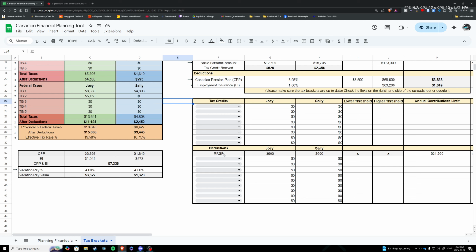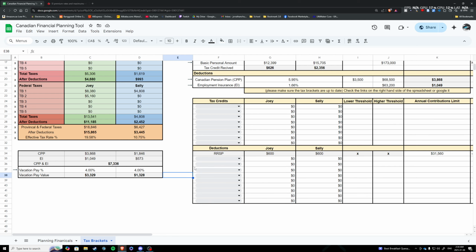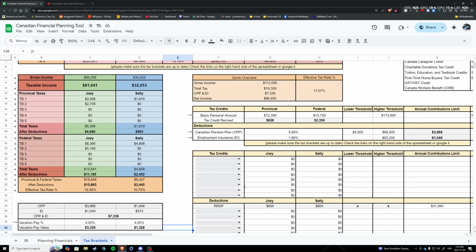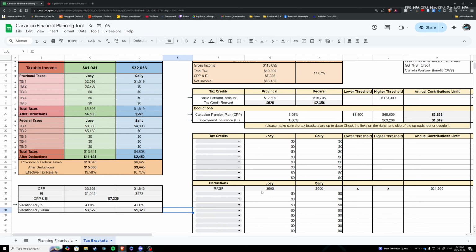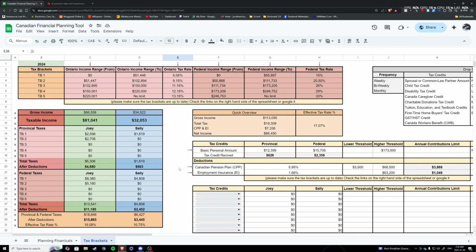Then you have your deductions. As you can see, you already have your RRSP, which is a deduction. And then go to your drop-down menu. You can choose any one of these for your deductions. Deductions reduce your amount of taxable income. So technically speaking, if you have enough deductions, you could probably drop a tax bracket and save money by not paying taxes on that extra income.